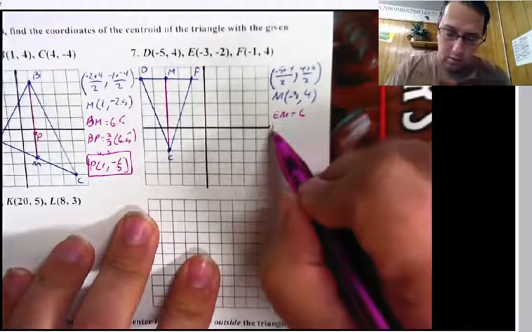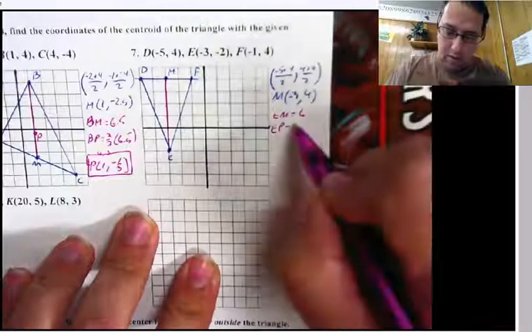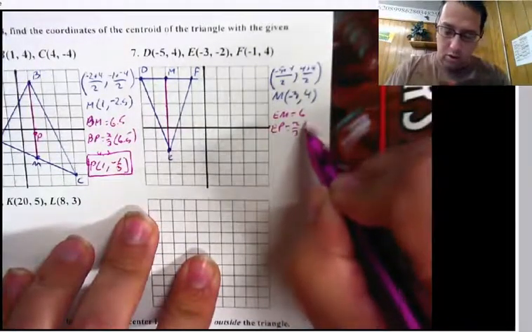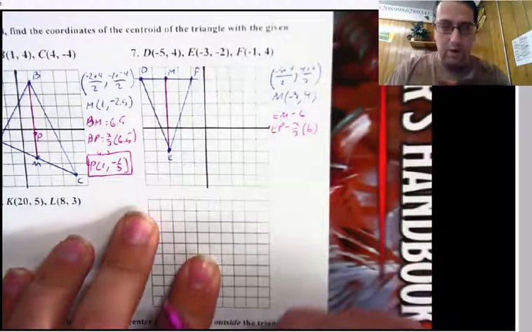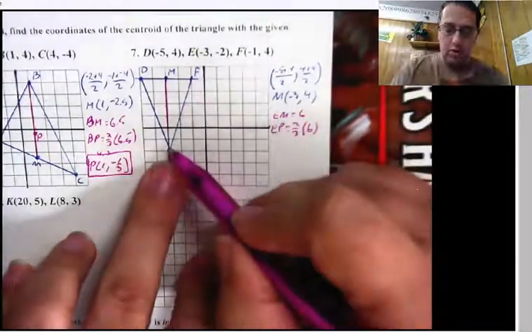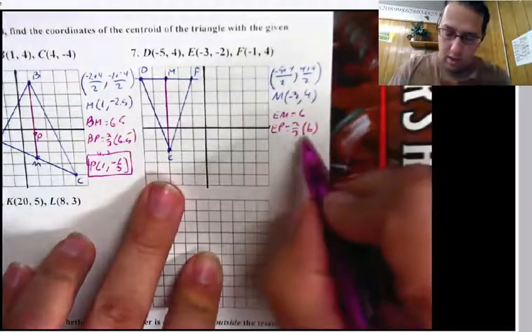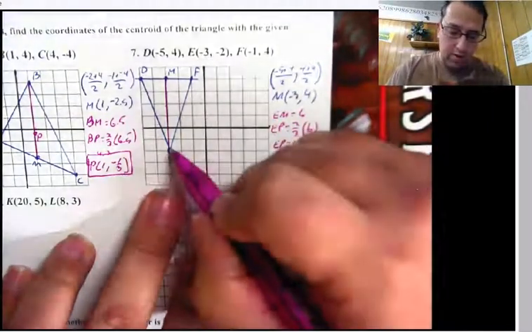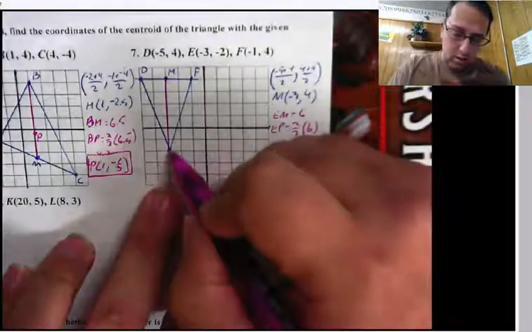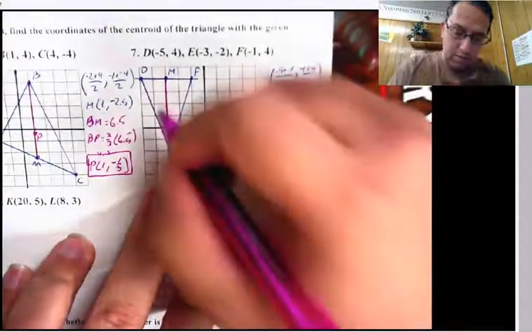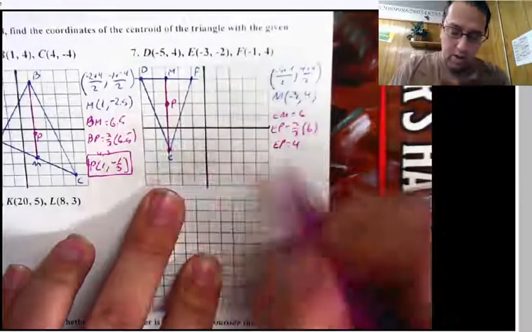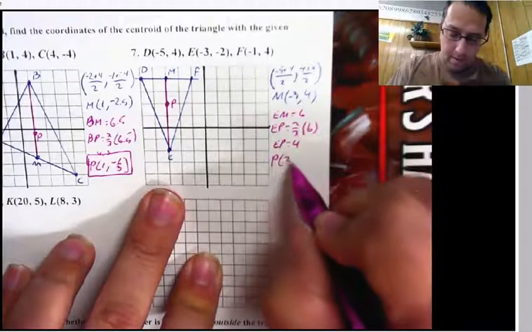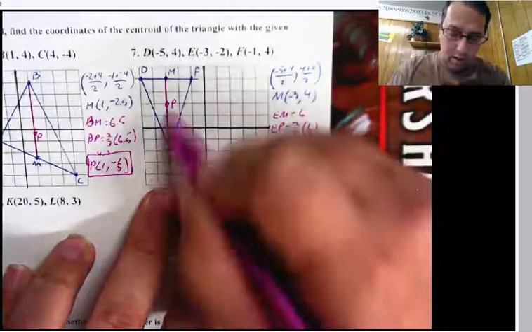All right. And so EP is going to be 2/3 times 6, right? Because it's 2/3 the distance from the vertex. And so EP, 2/3 of 6 is 4. So 4 units from E. So we're going to go up 1, 2, 3, 4, puts point P right there, and we can see that is at point, sorry, (-3, 2).